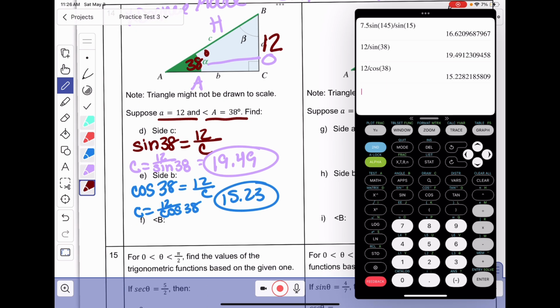And then angle B, triangles have to add up to 180. So we already have 90 and 38, which gives me 128. So then I do 180 minus 128, and I get 52. So now I know all of the parts of the triangle.